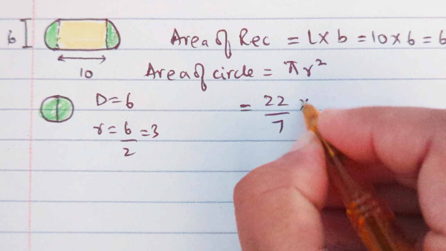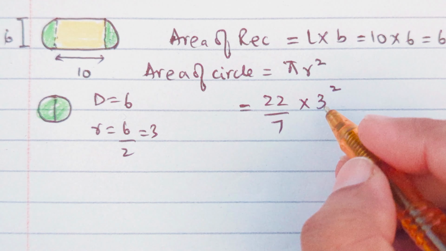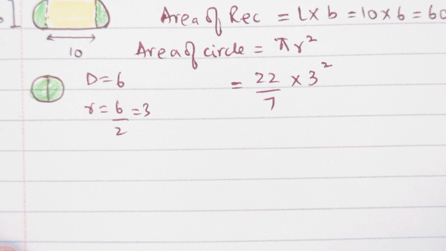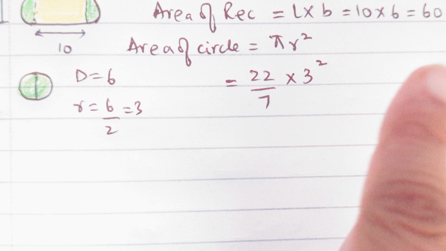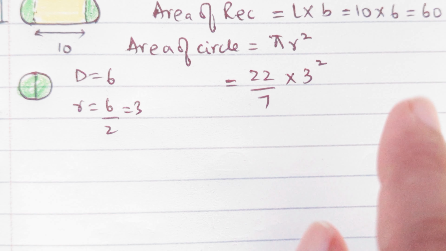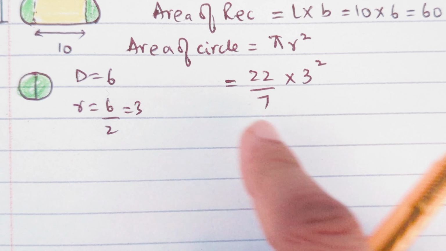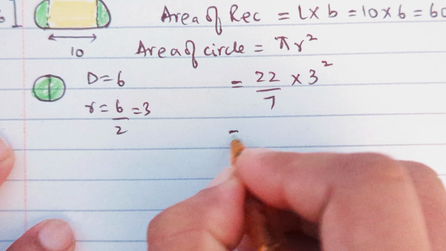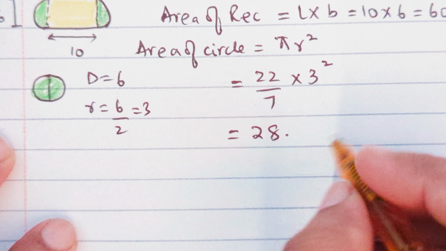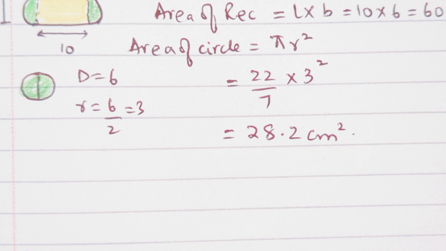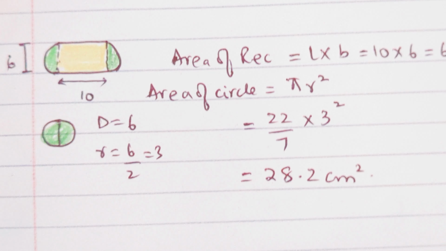So let's put 3 over here, and we will find out the area, the square of 3, which is 9. Then we will multiply it by 22, which gives us 198, and 198 divided by 7 is equal to 28.2. It means the area of the whole figure will be 28.2 centimeter square.